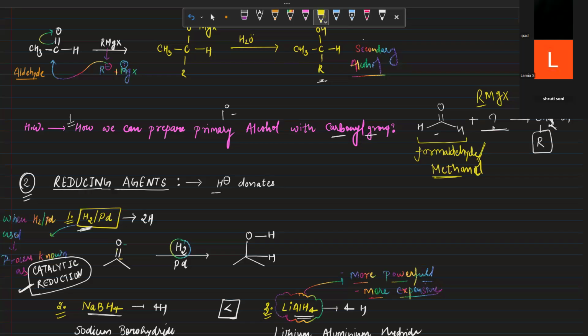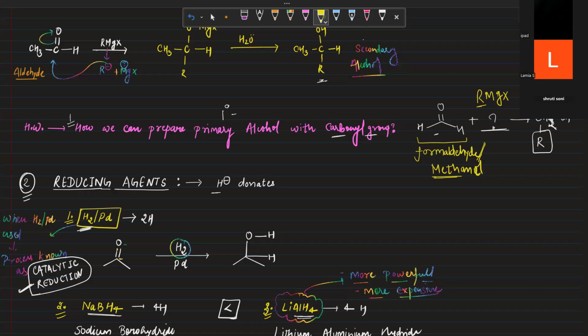So in that case, how will the bond break between alkyl and magnesium halide? Isn't the R group, the alkyl group, going to interact with the carbon? Yeah, that's how it interacts with the carbonyl carbon. Why carbonyl?